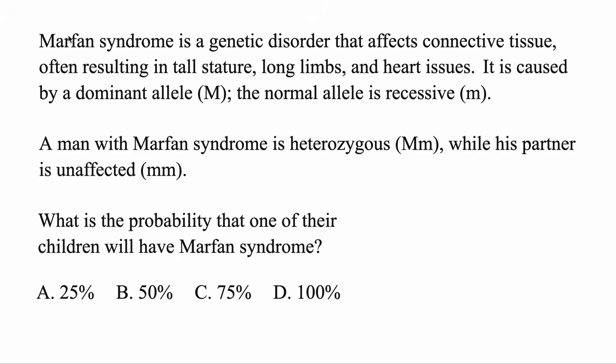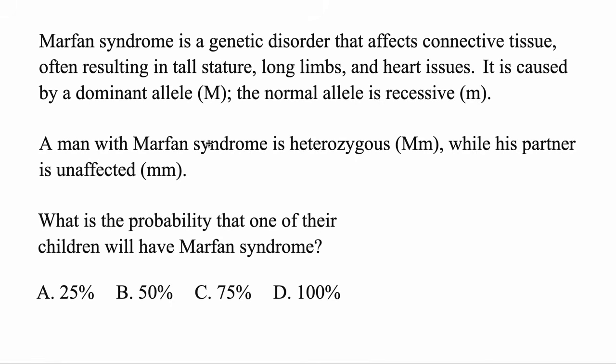We'll go ahead and read it. Marfan syndrome is a genetic disorder that affects connective tissue, often resulting in tall stature, long limbs, and heart issues. It's caused by a dominant allele, capital M. The normal allele is recessive, little m. Alright, so we kind of know what they're talking about here, but let's keep going.